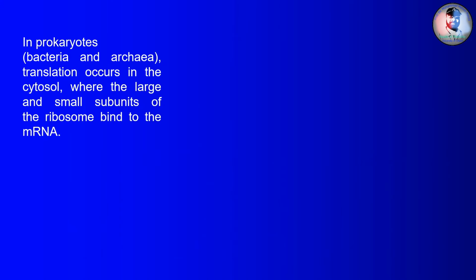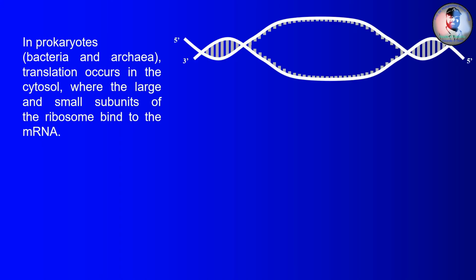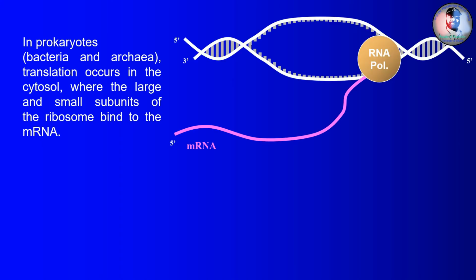In prokaryotes, translation occurs in the cytosol, where the large and small subunits of the ribosome bind to the messenger RNA.